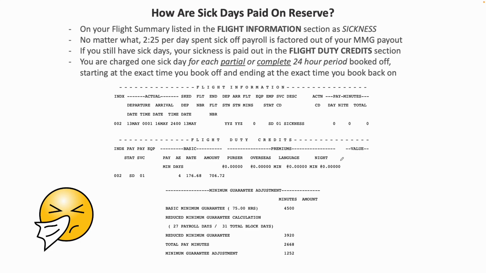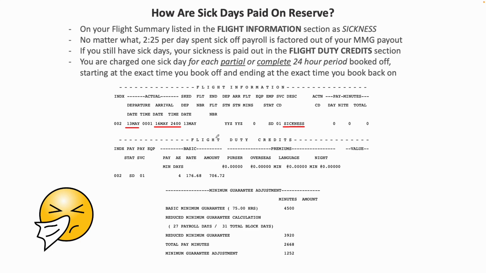How are sick days paid on reserve? When you look at your flight summary in the flight information section, you will see activity corresponding to sickness. In this case, the 13th of May to the end of day on the 16th of May. Whether you have sick days left in your sick bank or not, your sickness is paid out separately if you're entitled. And 2 hours and 25 minutes per day spent sick off of payroll is taken out of your minimum monthly guarantee.